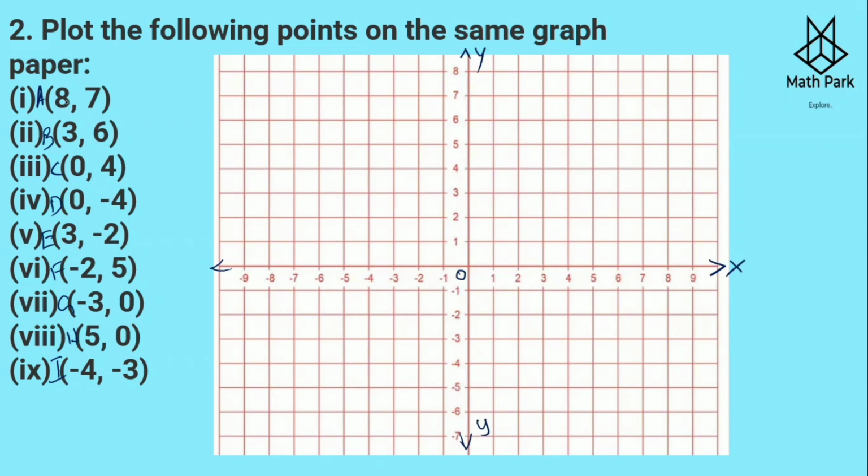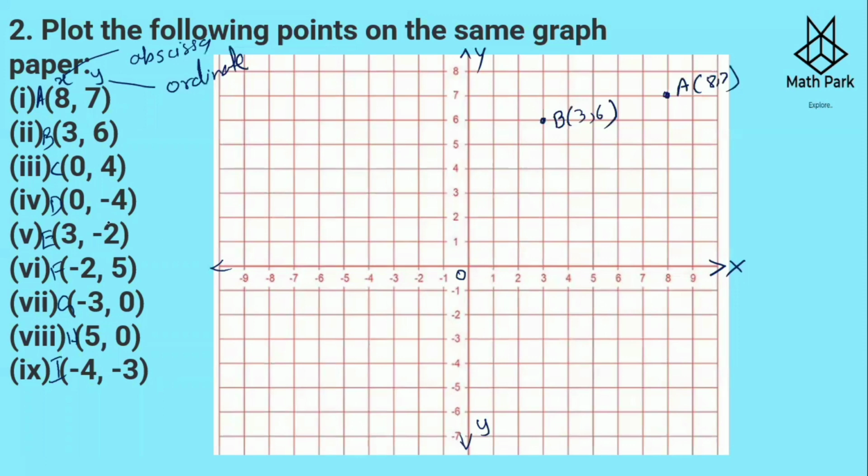Point A is (8, 7). Here the first is the x coordinate and the second is the y coordinate. The x coordinate is also called the abscissa, and the y coordinate is also called the ordinate, and together they make the coordinate system. We look for 8 on the x-axis and 7 on the y-axis. So this is point A, (8, 7). Then B is (3, 6), positive on both axes. So this is point B, (3, 6).